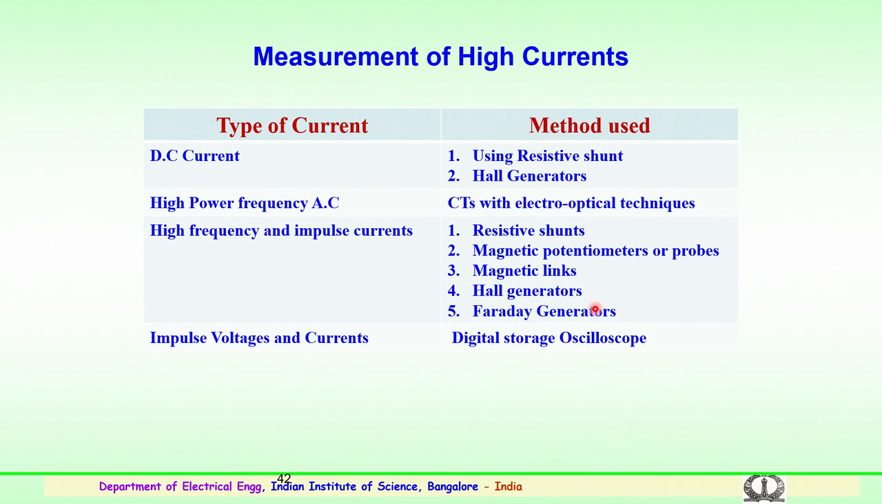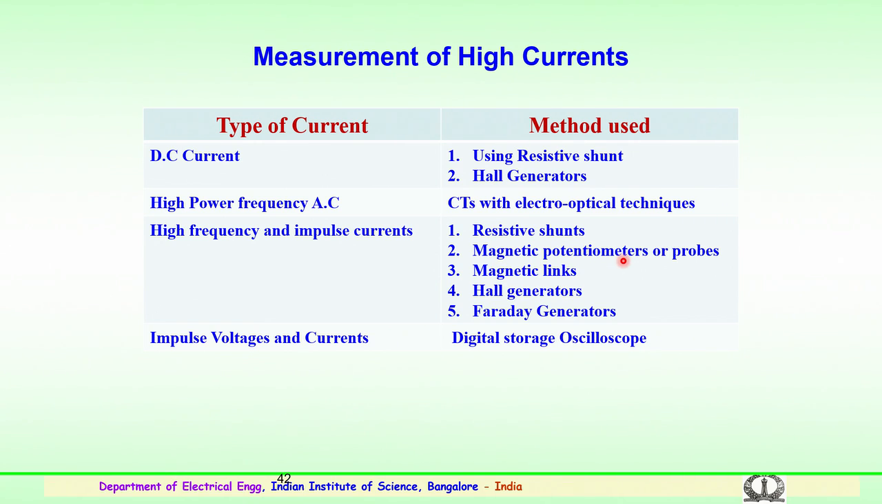Now, measurement of high currents. The types of currents and also the methods which are used for high currents particularly. For measuring DC current, resistive shunts and Hall generators are used. For high power frequency AC measurements, current transformers with electro-optical techniques are followed. For high frequency and impulse currents, we have resistive shunts, which is basically a resistance connected with a number of parallel options, and it is used for measurement.